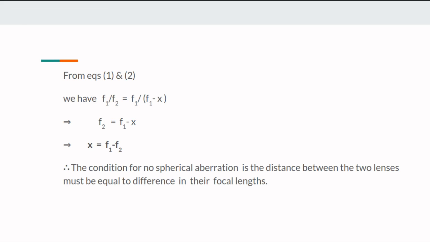convex lenses, etc. We can also eliminate spherical aberration by using two plano-convex lenses of focal lengths f1 and f2 separated by distance x. The condition for the elimination of spherical aberration is that the distance between the two lenses must be equal to the difference between the focal lengths of the two lenses. These are the different methods for the elimination of spherical aberration.